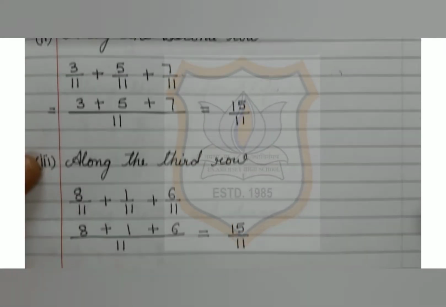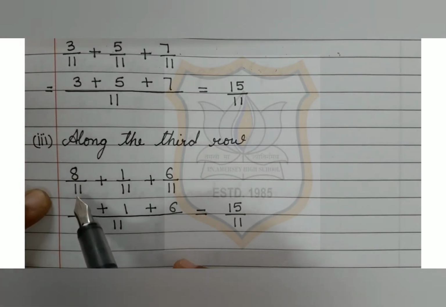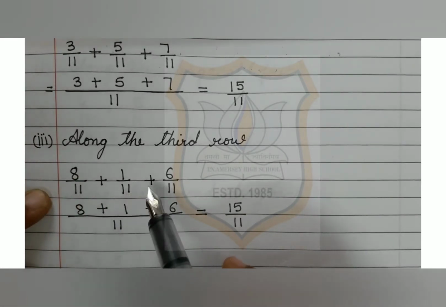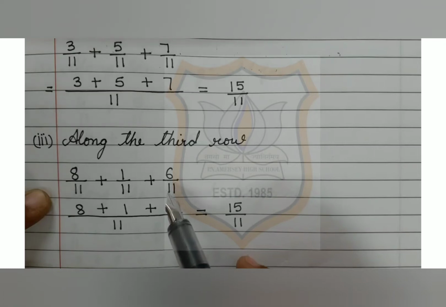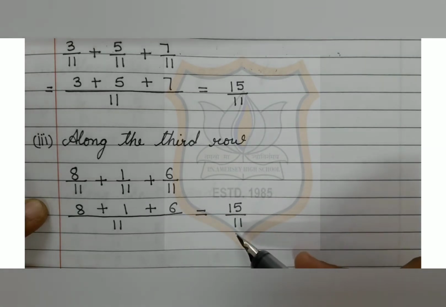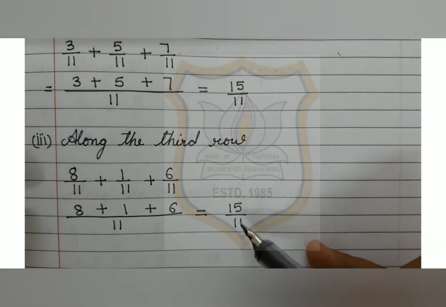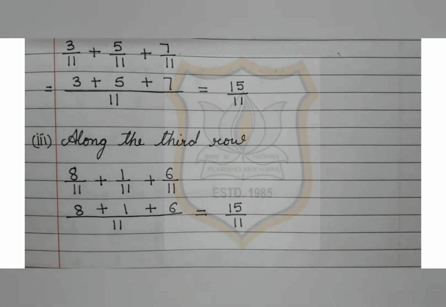Now we will add along the third row. Along the third row, that is 8 upon 11 plus 1 upon 11 plus 6 upon 11. We have taken 11 as a common number below the fraction line, and above the fraction line, that is 8 plus 1 plus 6. So 8 plus 1 plus 6 is equal to 15 upon 11. So the answer of this is also 15 upon 11 along the third row.